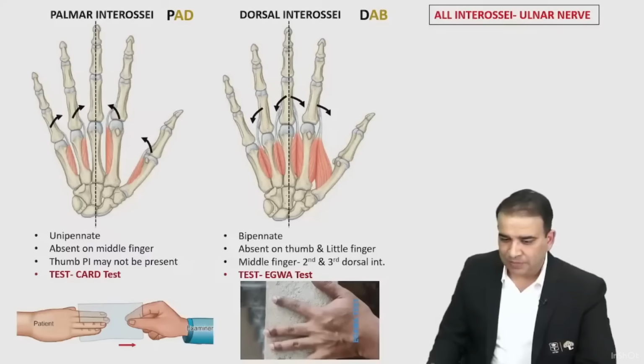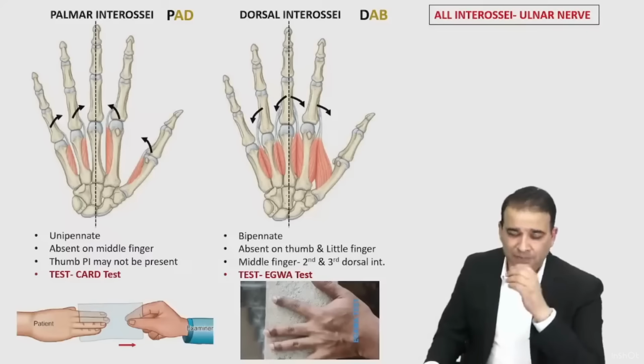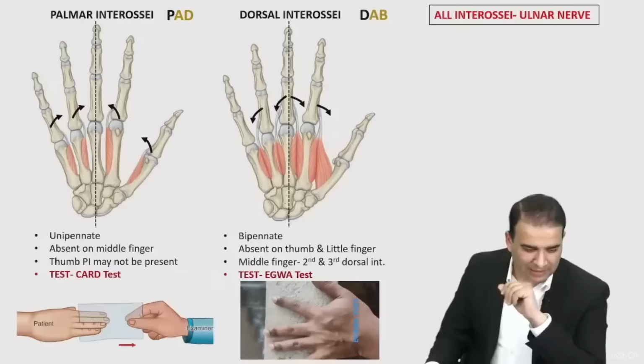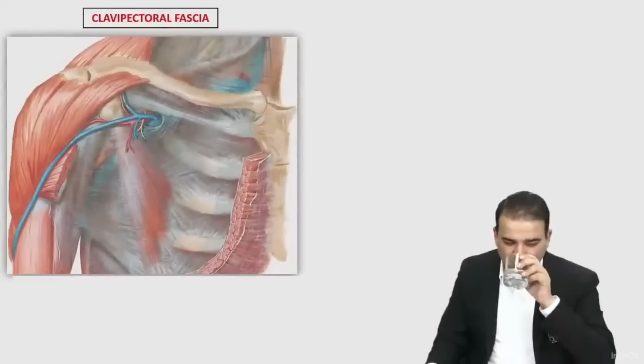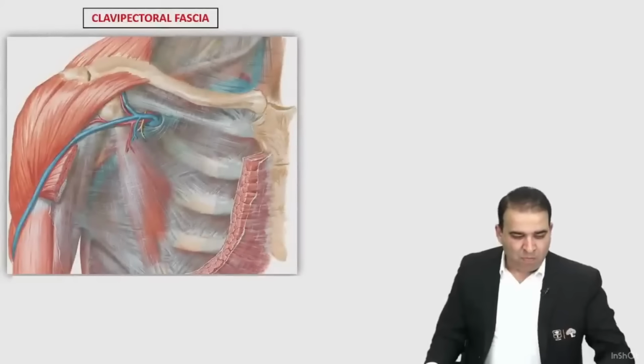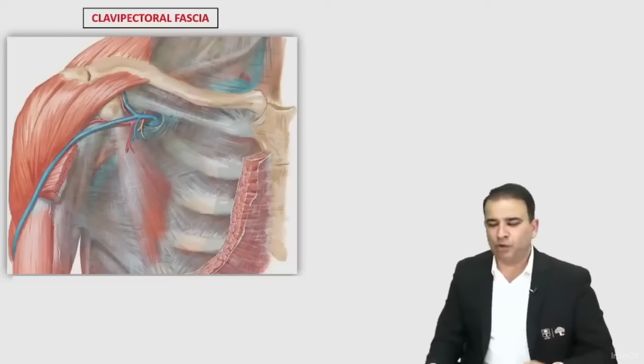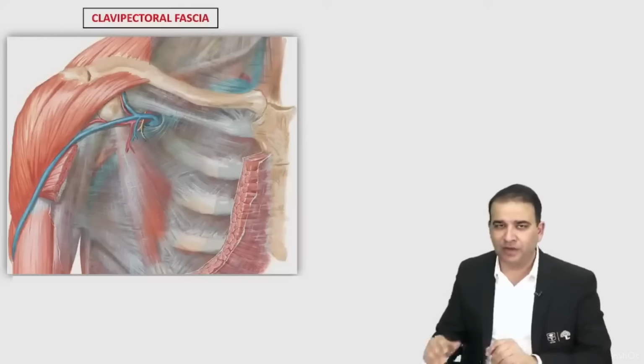So that's about the intrinsic muscles of the hand, guys. We talked about the 20 muscles in the hand. Okay. A couple more topics in the upper limb before we go to the nerves and nerve injuries.